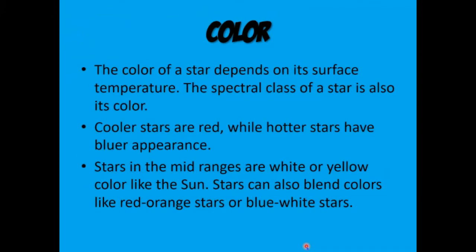So, in terms of color, the color of a star depends on its surface temperature. The spectral class of a star is also its color. Cooler stars are red, while hotter stars have a bluer appearance. No, baliktad po, no, sa perception natin. So, stars in the mid-ranges are white or yellow color like the sun. So, stars can also blend colors like red-orange stars or blue-white stars. Basta po sa nakita natin kanina, no?